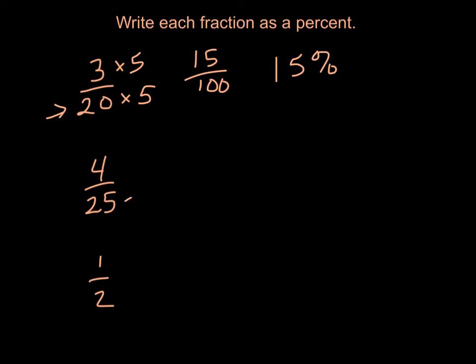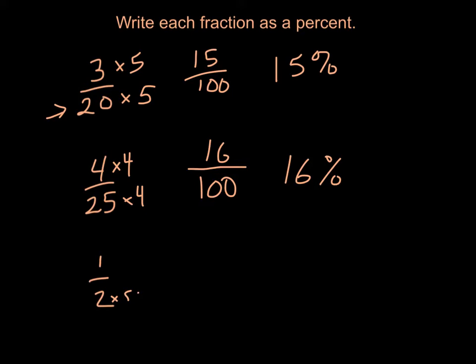And this second one here, I'm going to times both by 4, because I know 25 times 4 is 100, and now 4 times 4 is 16, so that would be 16%. And 1/2, times them both by 50, and I'm going to get 50 over 100, which would be 50%.